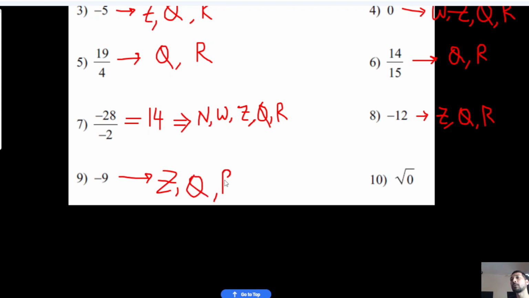And finally, we have square root of 0. We can write this in simplified form. So the square root of 0 is just 0. So you start off with the whole numbers, and then we have integers. Then we have rational numbers, and finally we have the real numbers.